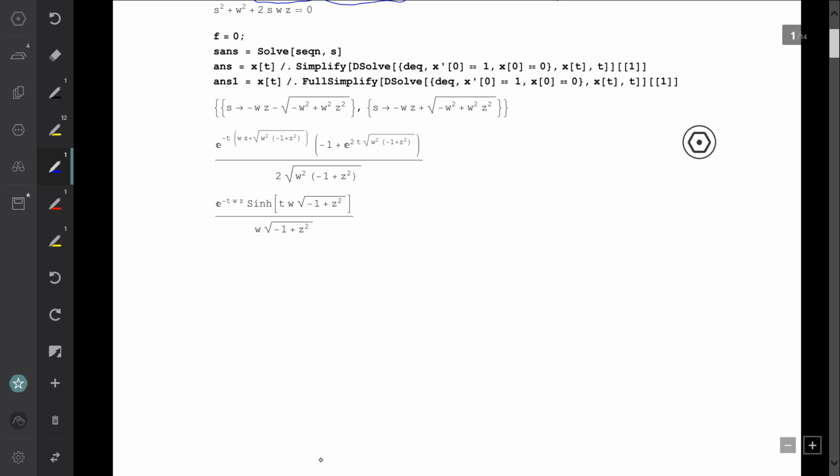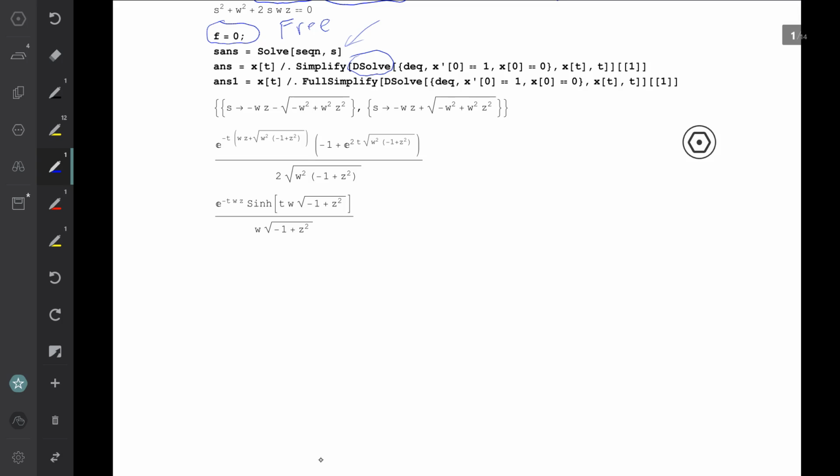First thing I'm going to do is put the input force as 0, and this is called free motion because there's nothing that's forcing it to move. So this is going to be free motion when you do this. And then of course what I'm doing is solving the s equation, and then I'm going to solve the differential equation, and I'm doing it 2 ways. I'm simplifying it and then doing a full simplify.